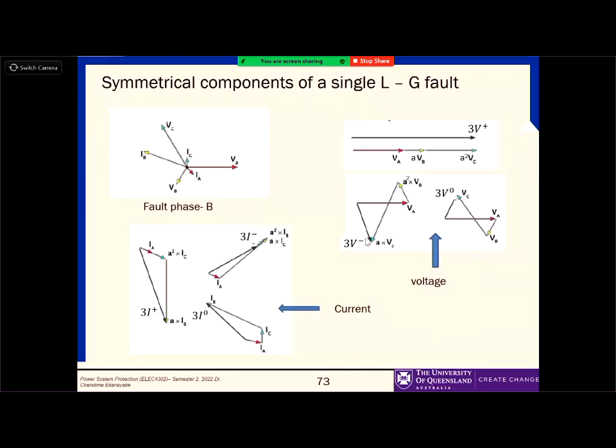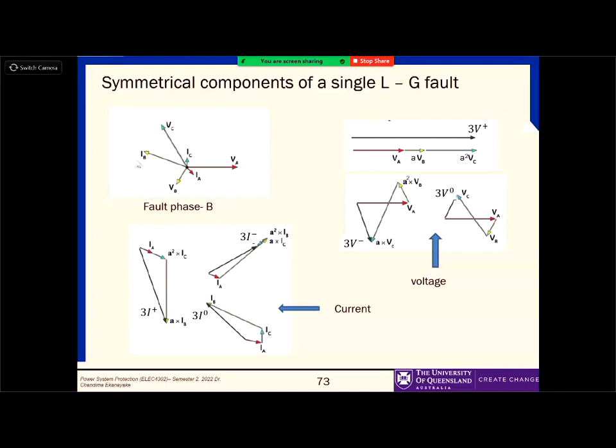If there is a line to ground fault, the voltage becomes zero or very low compared to the other two, but at the same time, the current in that phase becomes significantly high. Why? Because that conductor is now grounded. Therefore, impedance is very low in that conductor, and there is a huge fault current flowing through. So you can see that the fault current is much, much higher than the normal load current.